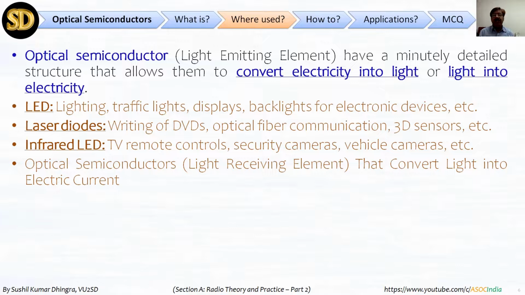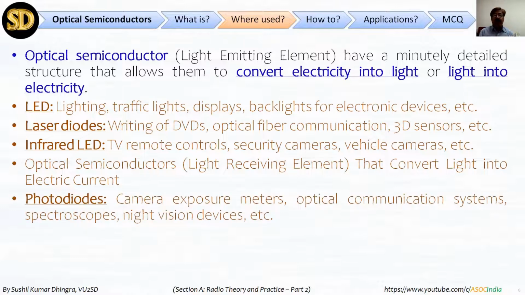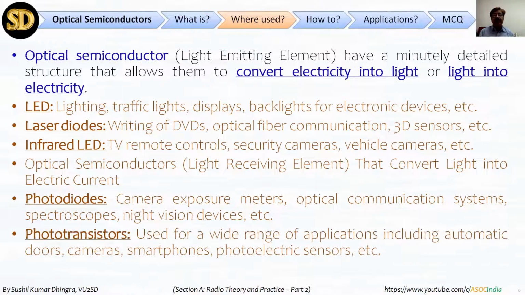So optical semiconductors, light receiving elements, convert light into electric energy. They are the reverse of the previous ones. Photodiodes, camera exposure meters, optical communication systems, spectroscopes, night vision devices use them. So photodiodes are the reverse of LEDs. They receive light and convert it into electricity. Same way the phototransistor. Diode means PN junction, transistor means PNP junction. They also have a wide range of applications: automatic doors, cameras, smartphones, photoelectric sensors, etc.